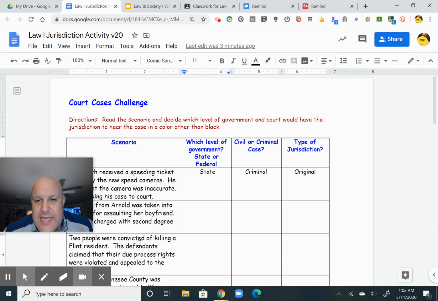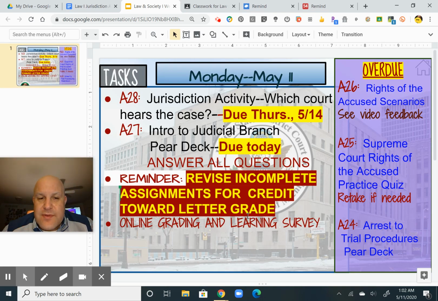Okay. And then the jurisdiction, again, original is the court of first resort. Appellate is if you're taking it to the second or third level. Criminal, if it's brought by a government, is there some sort of crime? Can you be punished for that crime, whether it be a fine or jail or both? And civil is like a person versus a person trying to remedy some sort of wrong for a tort. Okay, so that's the review as I went through some of the examples.